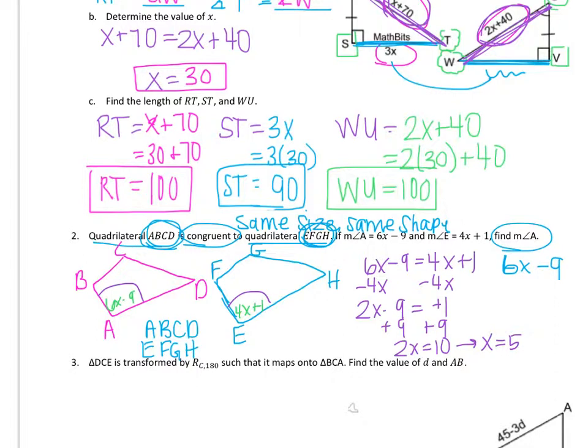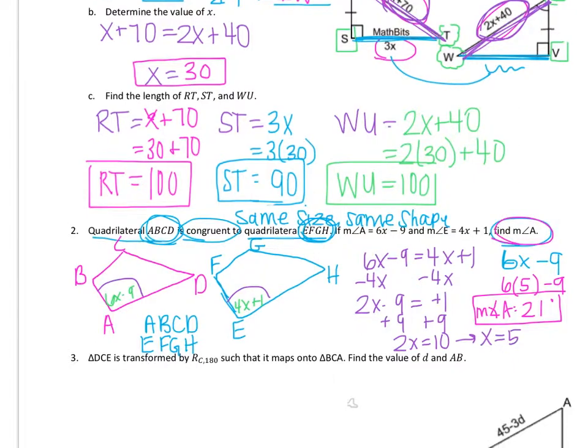But remember, we're not done yet because we were asked for the measure of angle A. So now I take 6, multiply it by 5, and then subtract away 9. 6 times 5 is 30, take away 9 is 21. So the measure of angle A is equal to 21 degrees.